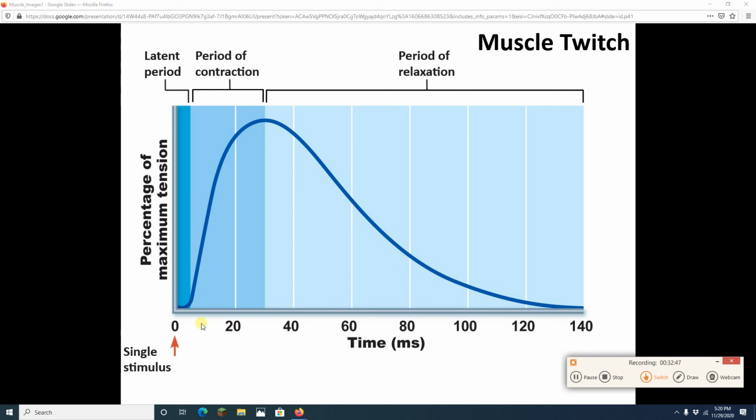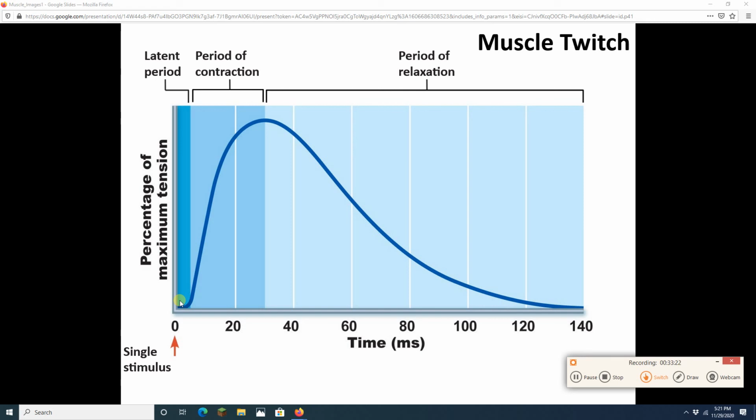Now you're probably wondering, what's going on in the latent period? Well, remember, when we stimulate a muscle cell with acetylcholine, we have to generate an action potential. The action potential has to go down the T-tubules, has to get the sarcoplasmic reticulum's terminal cisternae to release calcium, which then has to bind to troponin, which has to move tropomyosin. Then myosin can grab and pull on actin, and we can start to contract and generate tension. And so all that stuff in the beginning there was during the latent period.